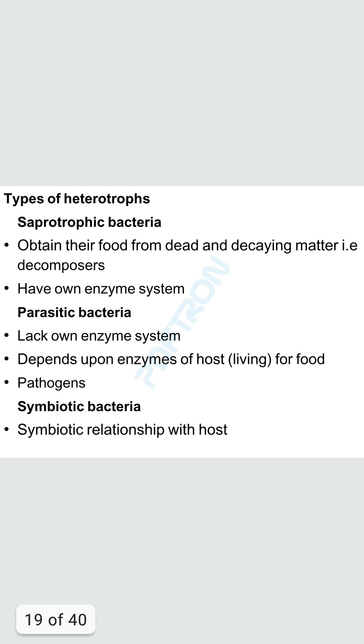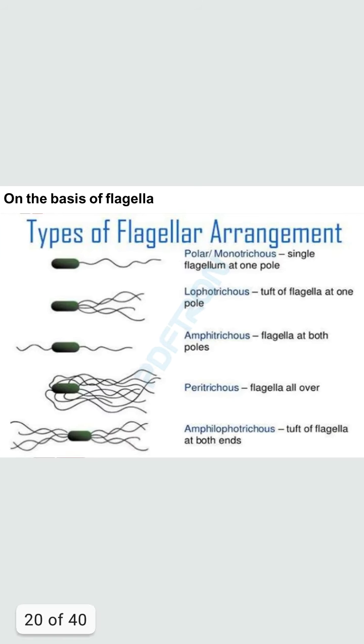Let us discuss the types of heterotrophs. Saprophytic bacteria obtain their food from dead and decaying matter. Decomposers have an enzyme system. Parasitic bacteria lack an enzyme system and depend upon the enzymes of a living host for food; these are pathogens. Symbiotic bacteria have a symbiotic relationship with the host.